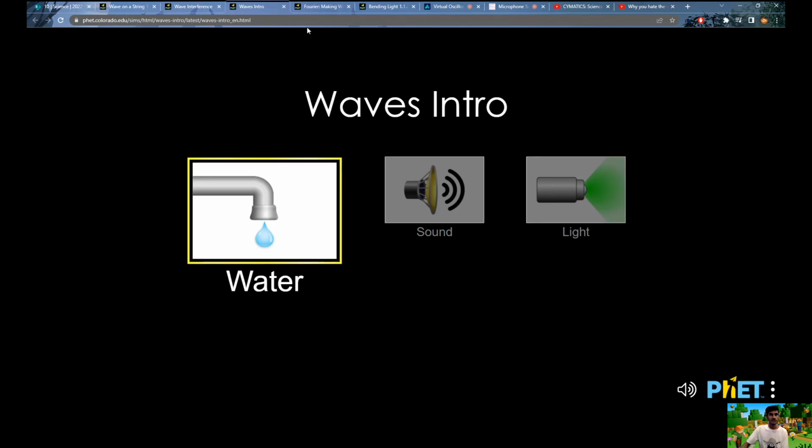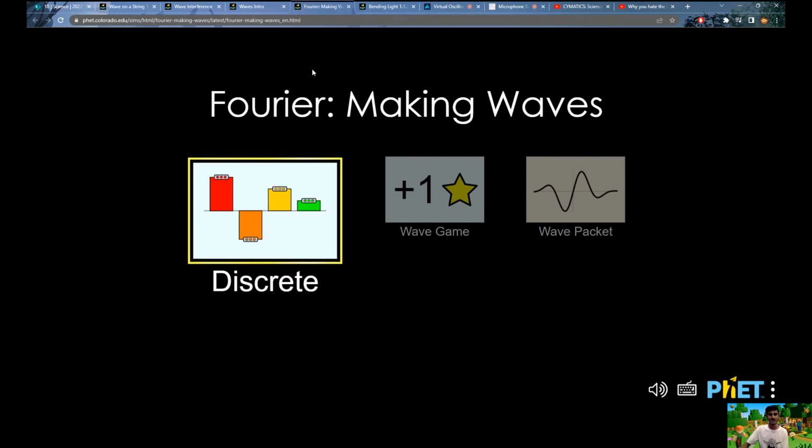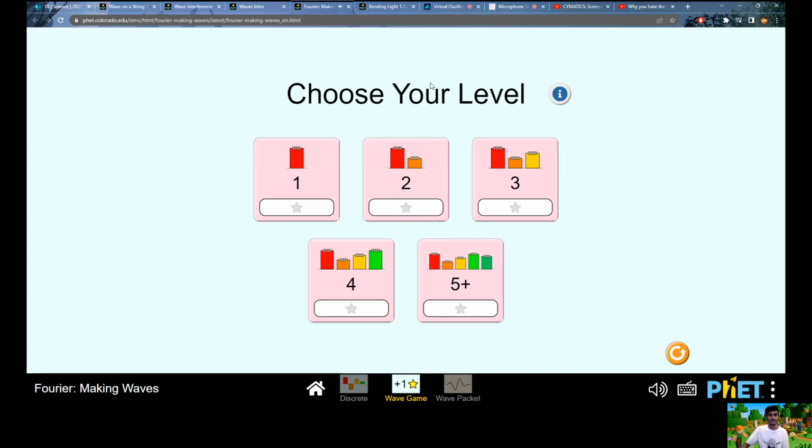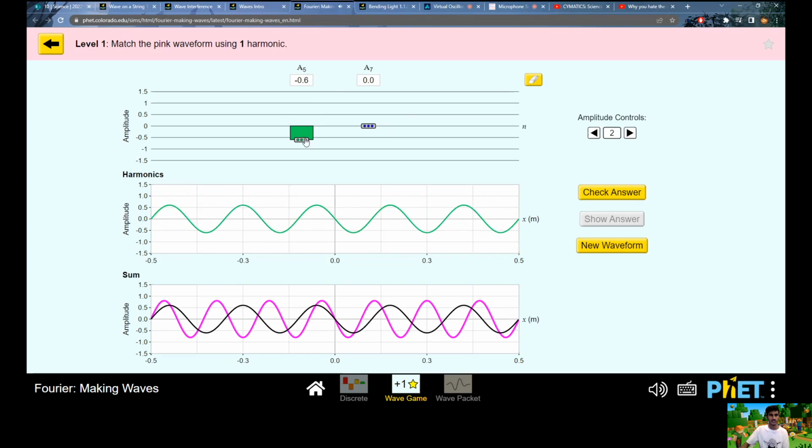Okay, the next simulation on Waves Intro is the one I just looked at. The next simulation, simulation 4 on Fourier, is a very advanced way of looking at waves, but I just want you to try this wave game. Fourier analysis is basically about how any waveform can be made up of a combination of other waves. So this game is about trying to create a wave that will match up with the one at the bottom.